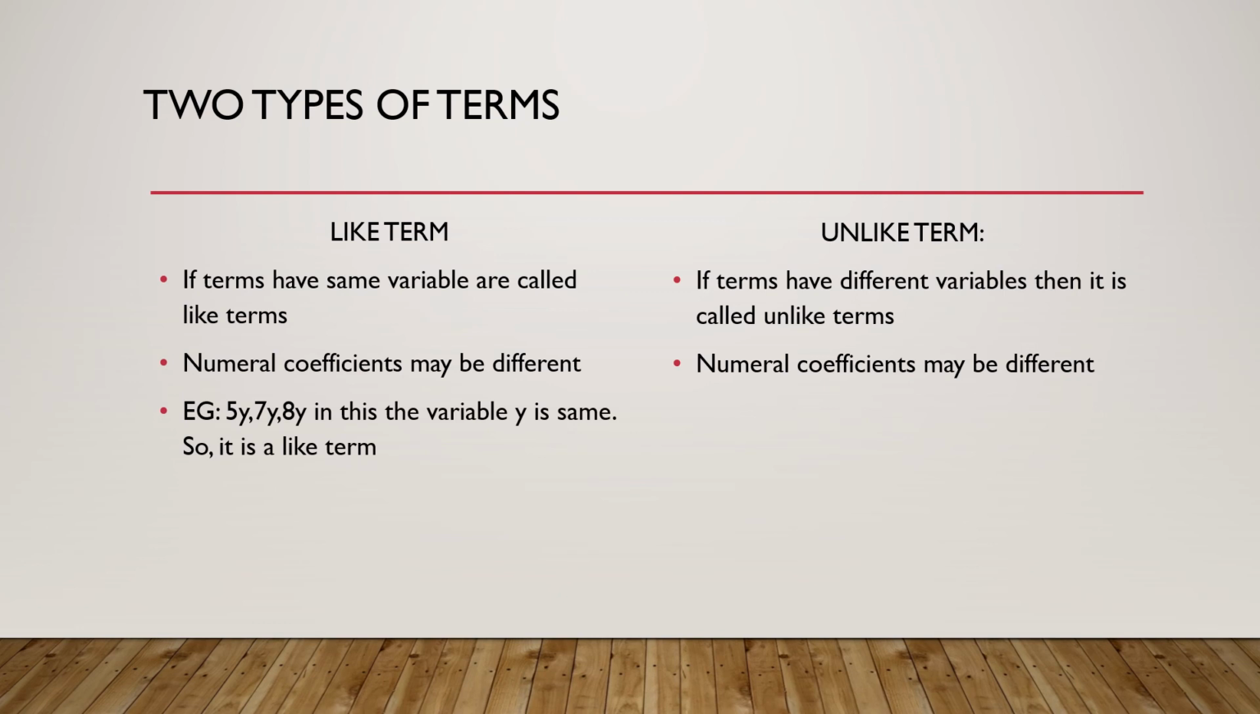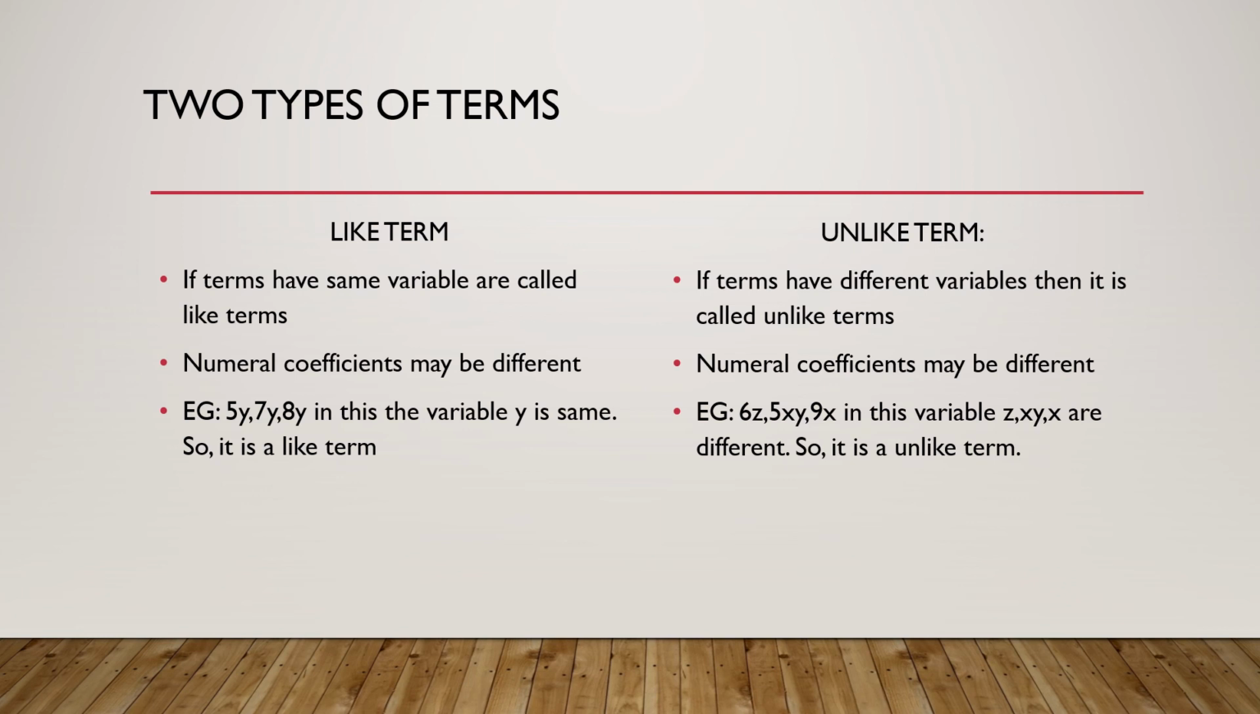Here, 5y, 7y, 8y. Here y is the variable in all these three algebraic expressions, and the numerical coefficients are 5, 7, 8, which are next to the variables. So here all the variables y are the same in all three examples, so it is called a like term. I hope you understood.